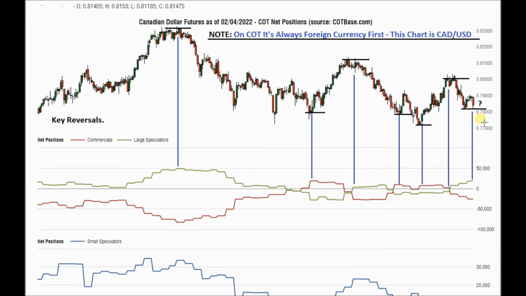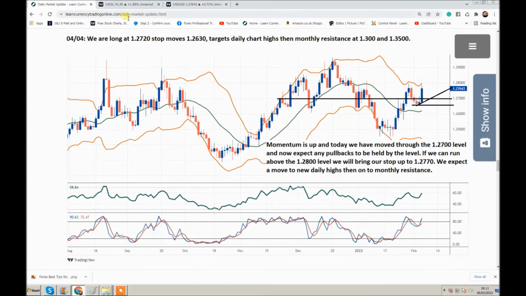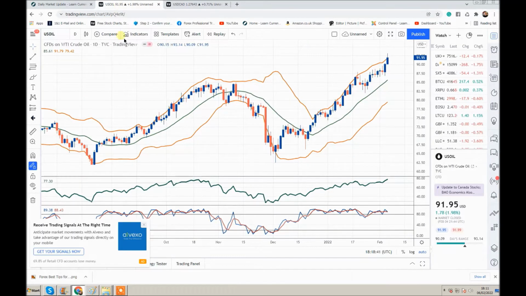but it does help you with your technicals, and you can also look at the reasons of why the commercials and speculators are moving the way they are. Now, we're going to do just that right now. We're going to go over to the chart of USD CAD. I'm just going to use the chart from our member center to give you my key levels of support and resistance. But before I do that, I want to look at crude oil.